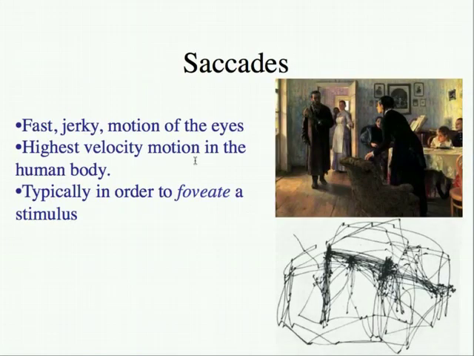So, as I just said, saccades are these fast, jerky motions of the eyes. Even if you have a static stimulus, you move your eyes around it, in order to foveate a stimulus. As we'll see, the purpose of these eye motions is to bring the region of interest, the portion of the image that you're interested in, that you want to get more information from, onto the fovea, and the fovea is a dense packing of photoreceptors in a specific portion.